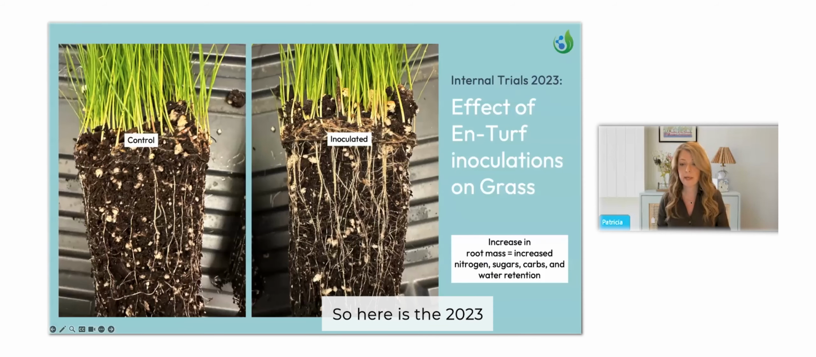So here is the 2023 trial on Kentucky bluegrass. You can see here the control, not a lot of roots growing here, but here in the inoculated version, there's an obvious increase in roots. You should see quite a bit of a mass of roots here and down here. So this is really, really important for that nitrogen fixation and increasing sugars, carbohydrates, and water retention.